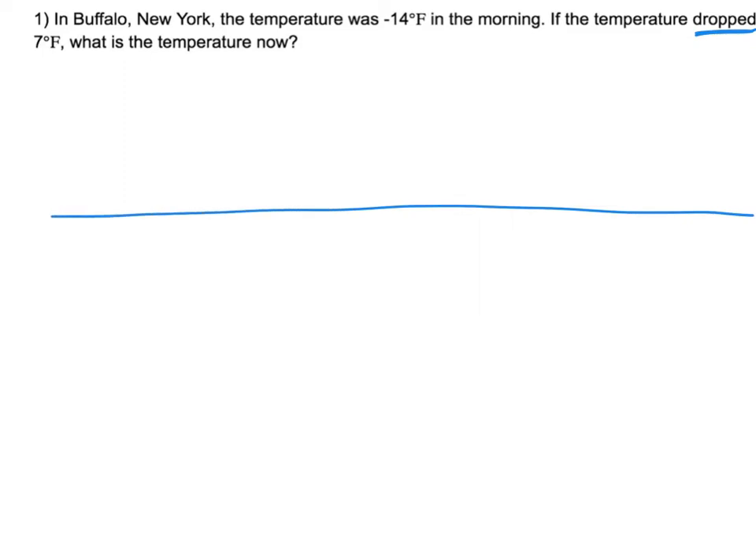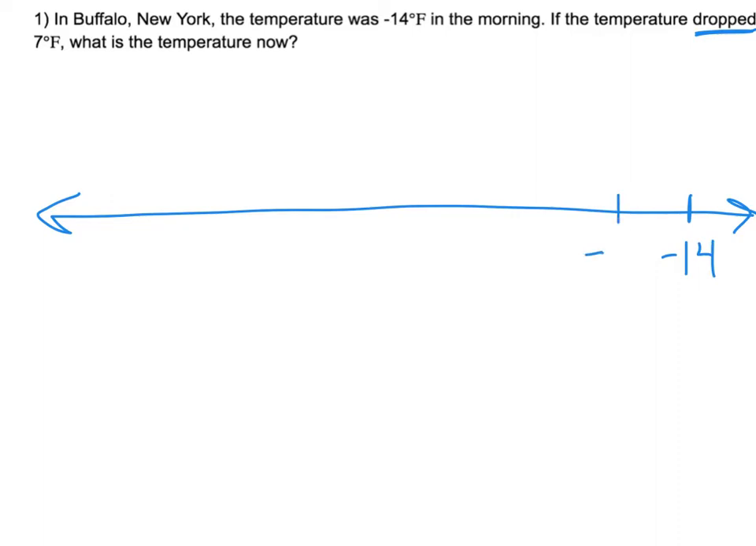Well, let's start by drawing our number line. Now it says that the temperature started at negative 14. So really, we know that we're dealing with negative numbers. It says the temperature dropped 7. So knowing that it's only going to get more and more negative, we really don't need to include positive numbers on this number line. So I'm going to have my number line start over here at negative 14. And I'm going to go down from here.